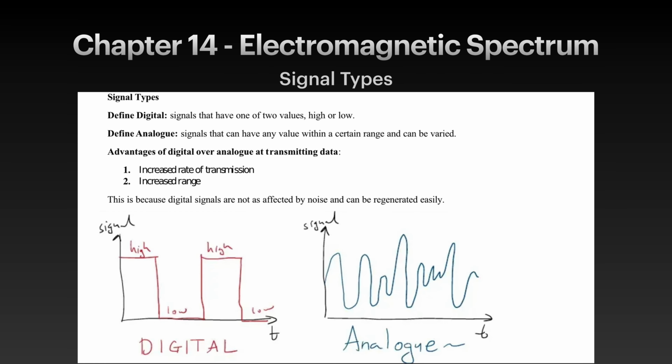The last topic in this chapter, and potentially the whole unit, is the signal types. There are two types of signals, digital and analog. Digital signals are the ones that have two values, high or low, or in computers they are represented by ones and zeros. Analog signals are the ones that can be any value within a certain range, and they can be varied. The advantages of digital signals over analog when transmitting data include the increased rate of transmission, the increased range of the data, and that digital signals are not affected by noise and can be regenerated easily.